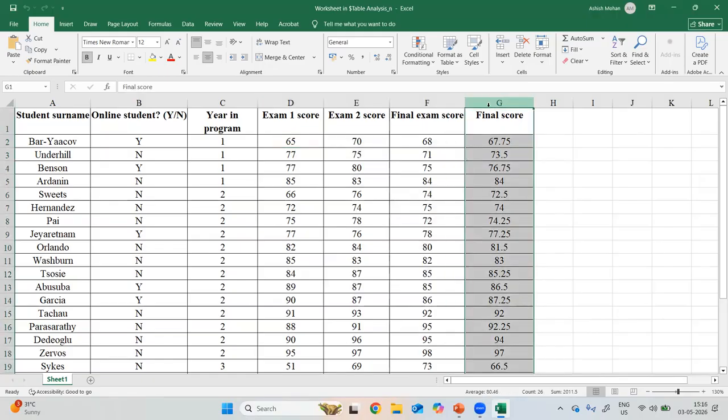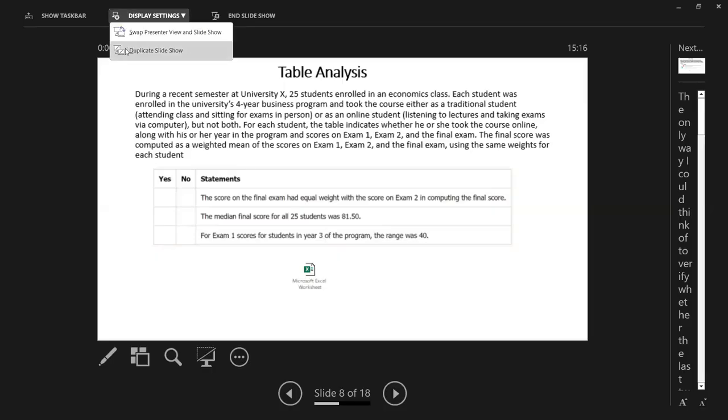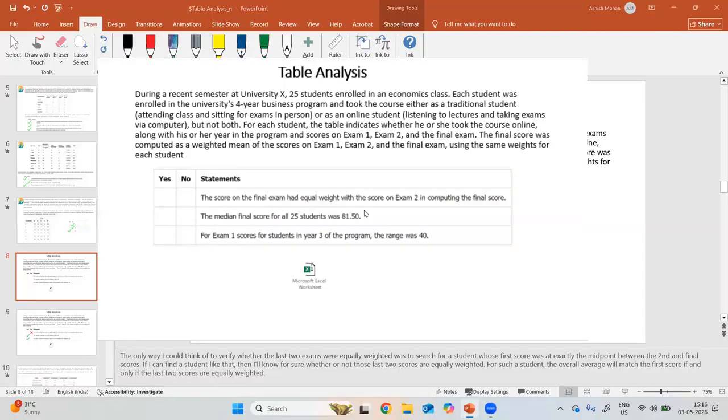What weighted mean means is that different weightages are assigned to each of the three exams. For example, final exam maybe carries a higher weightage, correct? So that is what weighted mean means. Now let's go back to the question.